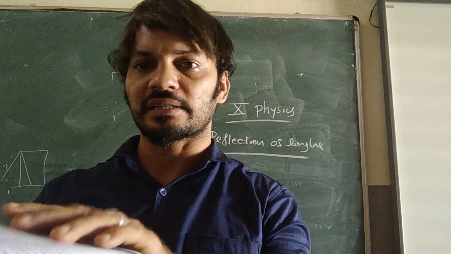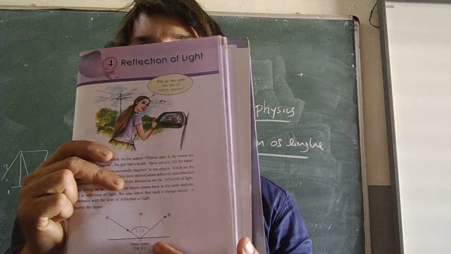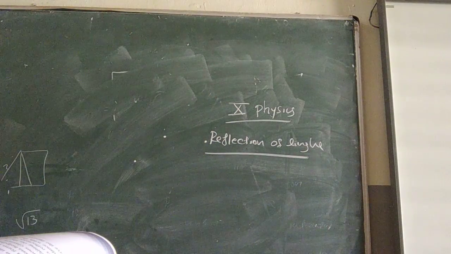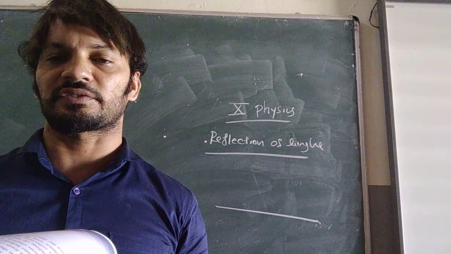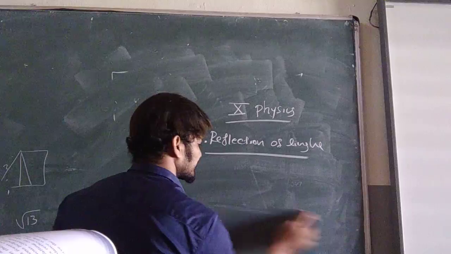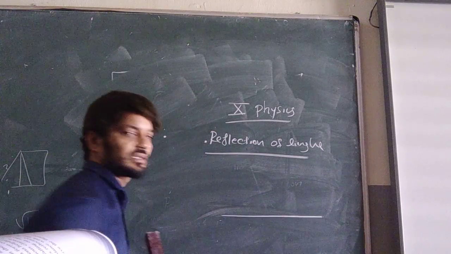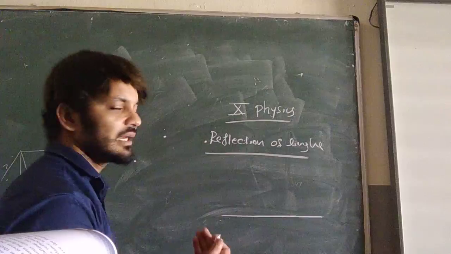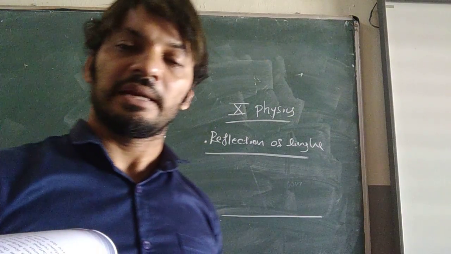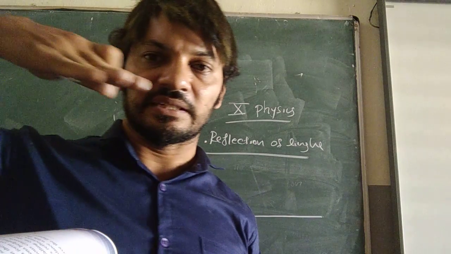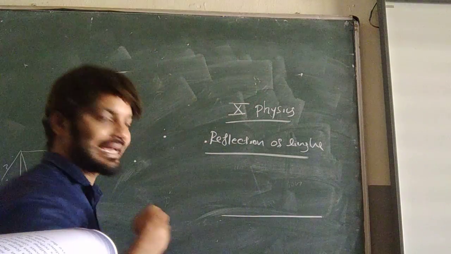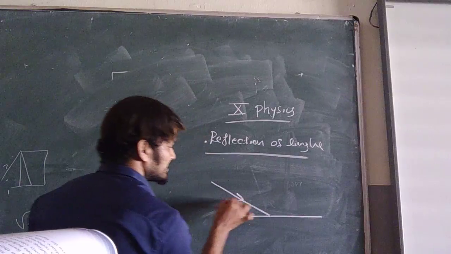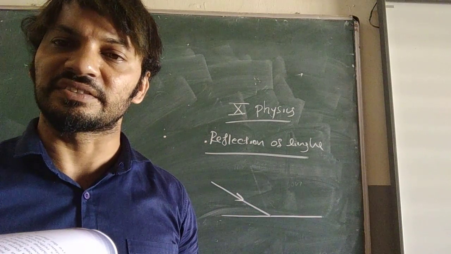Look at the starting of reflection of light on this page. I am explaining this figure. Assume that it is a smooth surface. It may be tiles or a mirror or anything. Here one light is falling, not straight but slanting, inclined. This light that falls is known as the incident ray.